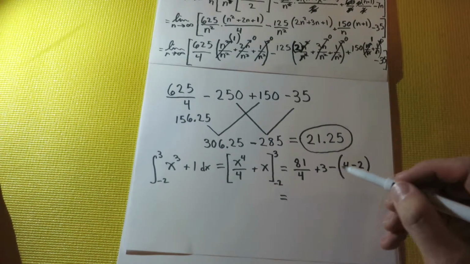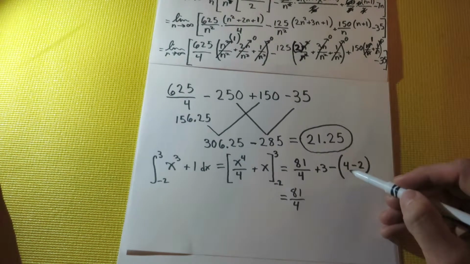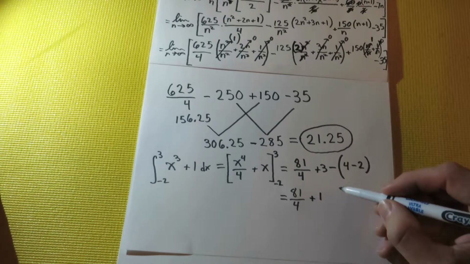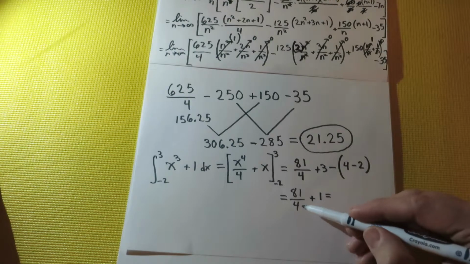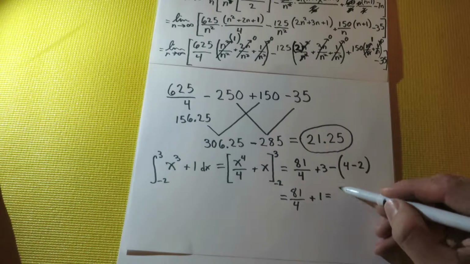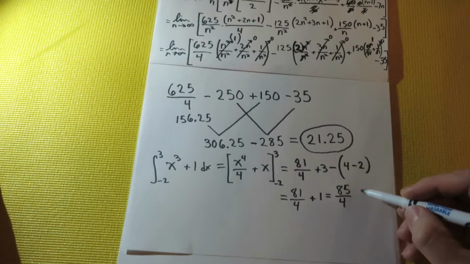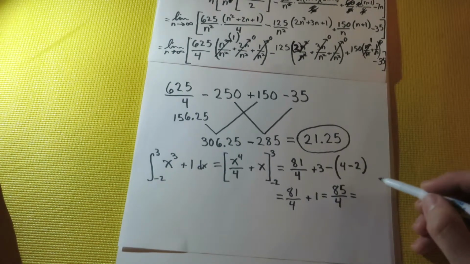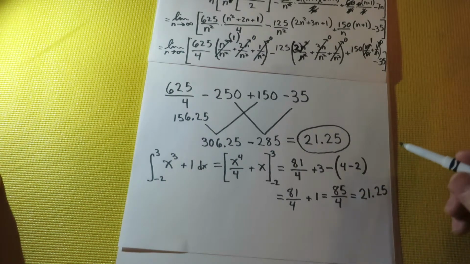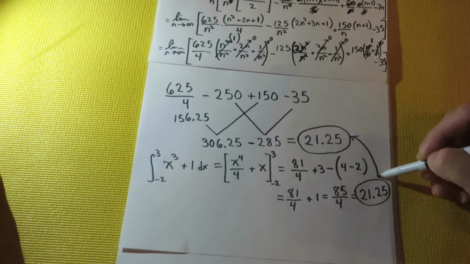And this gives us 81/4 plus 3 minus 4 plus 2 is going to give us a +1. And when we do the algebra here, this is going to give us 85/4, which is equal to 21.25, which is the exact same answer that we got up here. There were just fewer steps involved to get there.